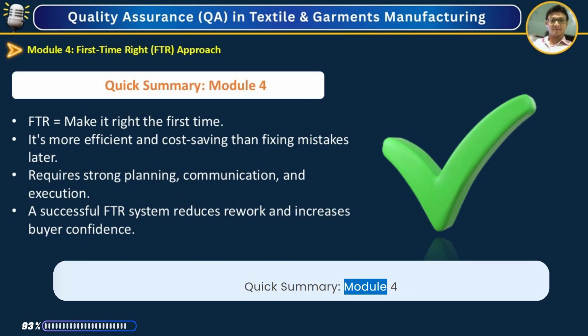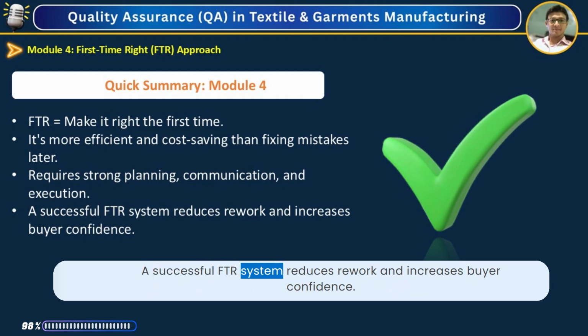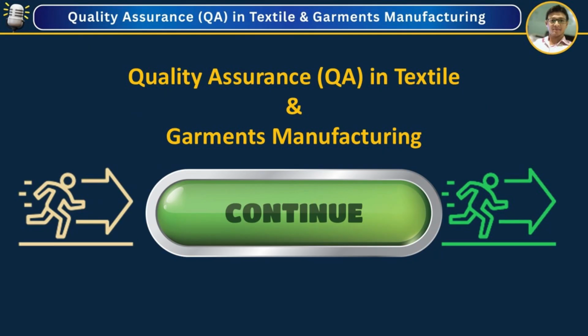Quick summary, Module 4. FTR is equal to make it right the first time. It's more efficient and cost-saving than fixing mistakes later. Requires strong planning, communication, and execution. A successful FTR system reduces rework and increases buyer confidence.